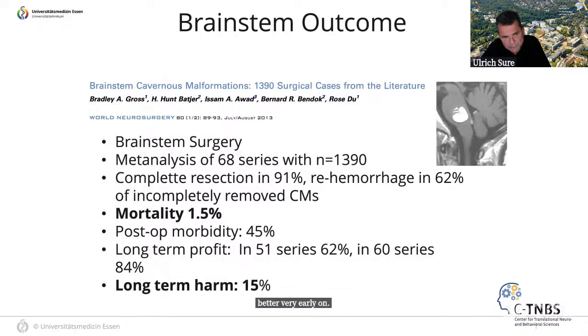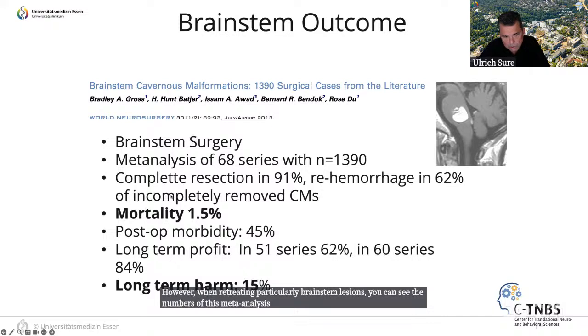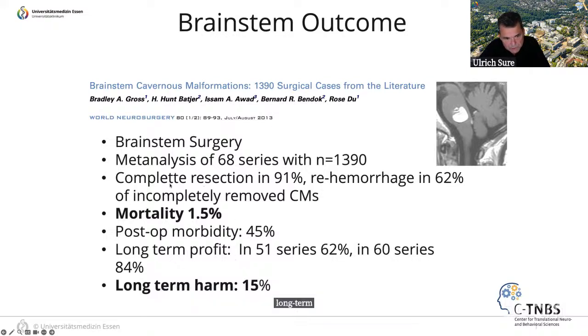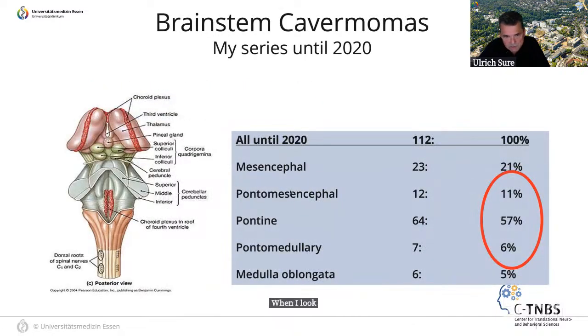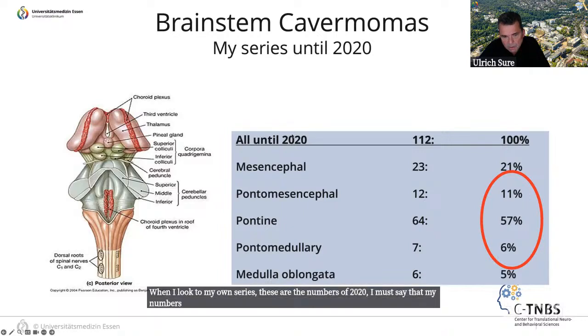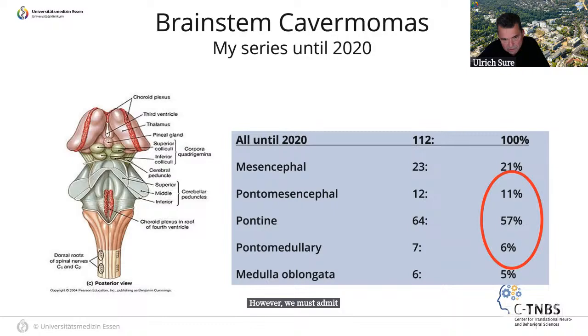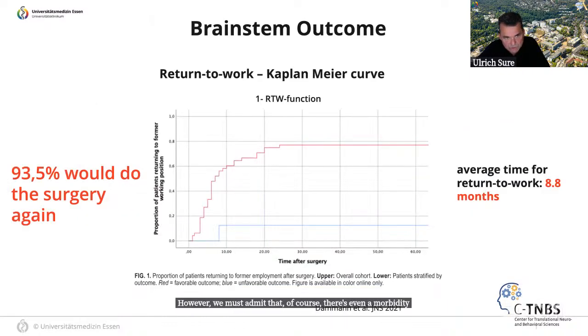However, when we're treating particularly brainstem lesions, you can see the numbers of this meta-analysis here. Long-term harm in 15% and mortality even in 1.5%. When I look to my own series, these are the numbers of 2020. I must say that my numbers are a bit better. However, we must admit that, of course, there's even a morbidity after surgery of deep-seated lesions.